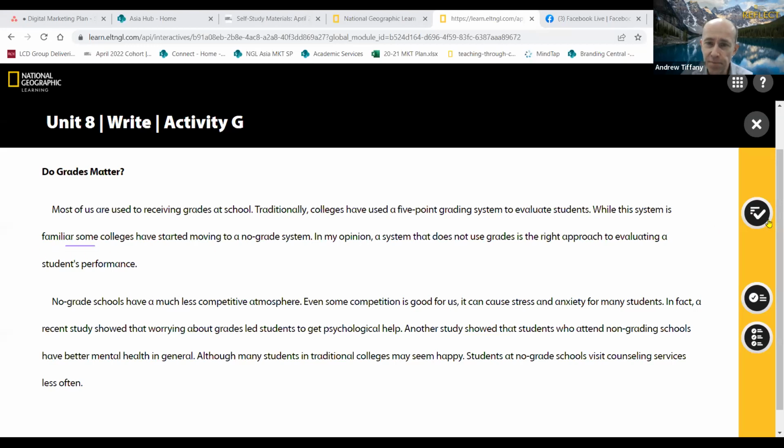Okay, Kitty's underlined something here. While this system is familiar, some colleges... when I read it the first time, you may have noticed I paused here. There should be a comma, right? Yeah, okay. So let's take a quick look at the answers real quick.